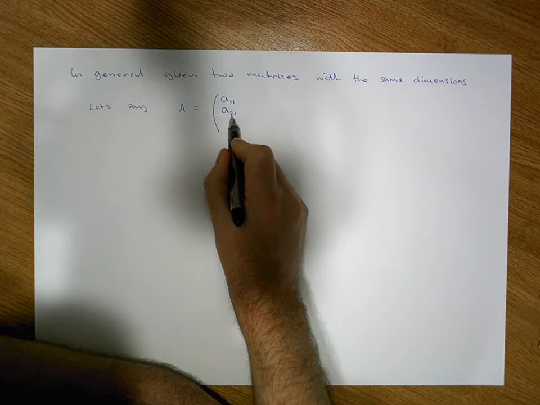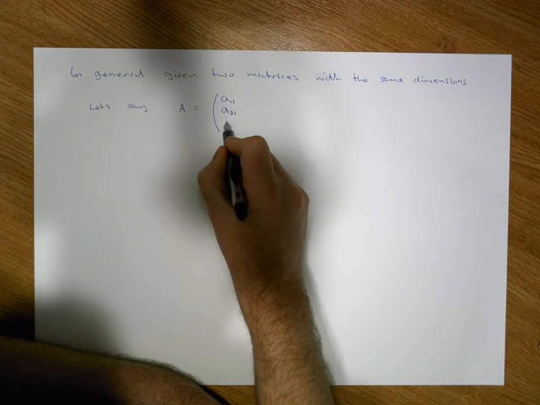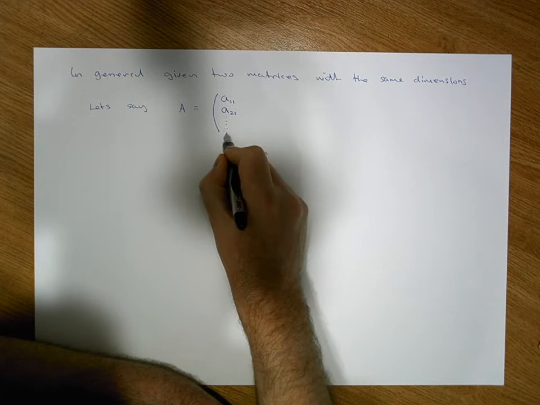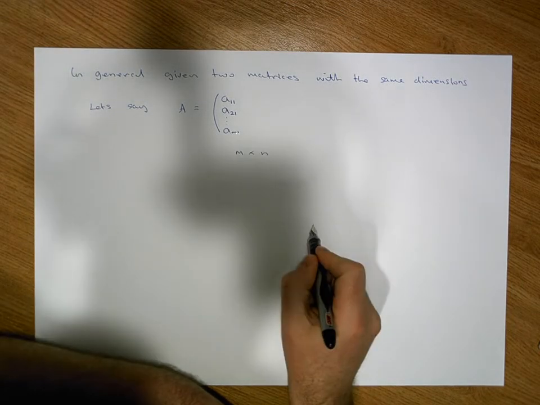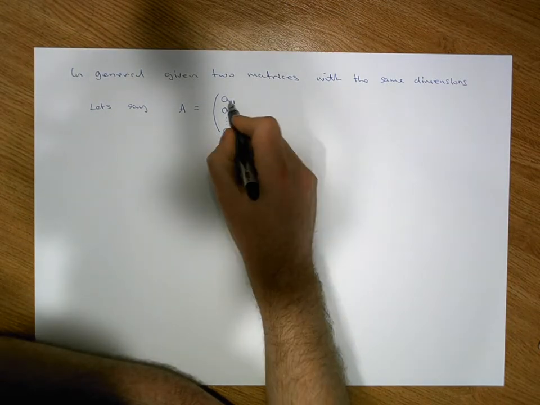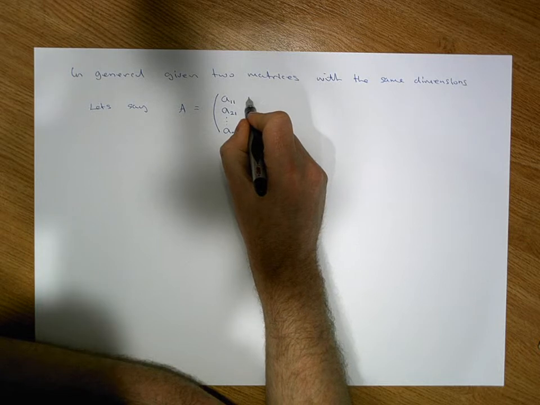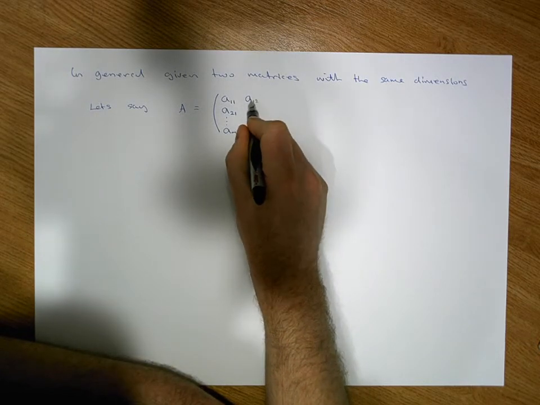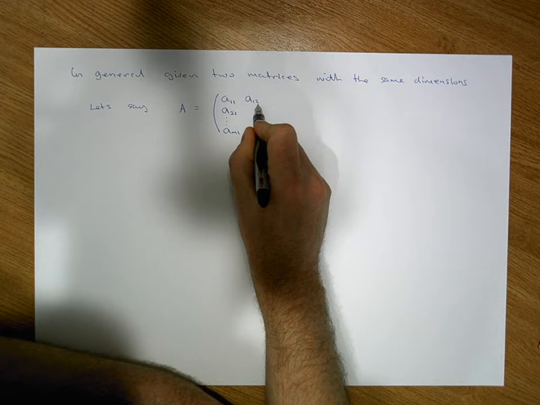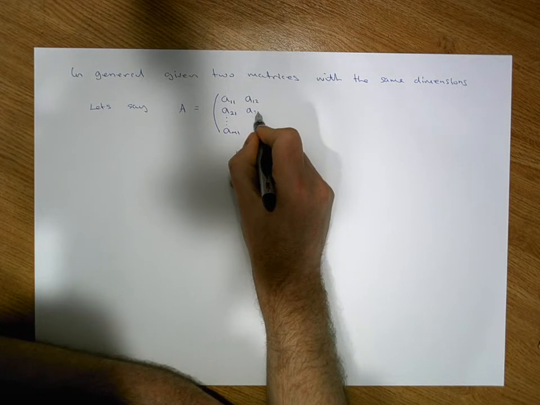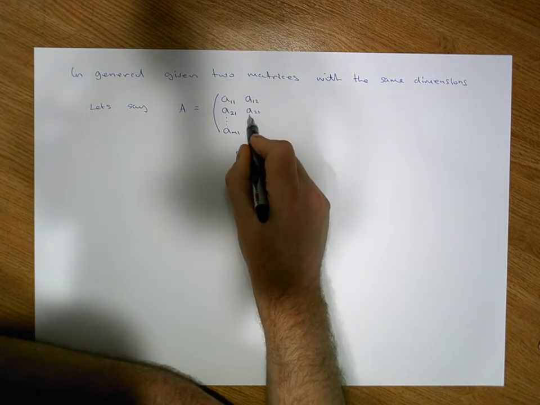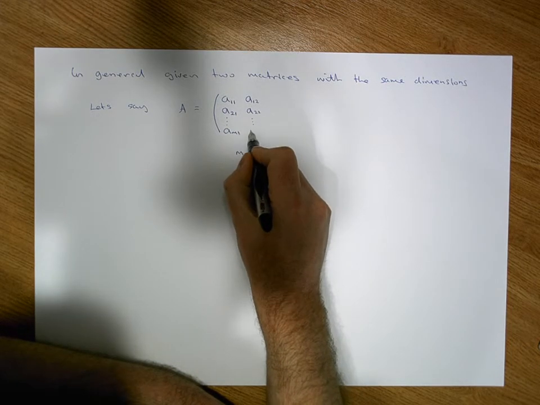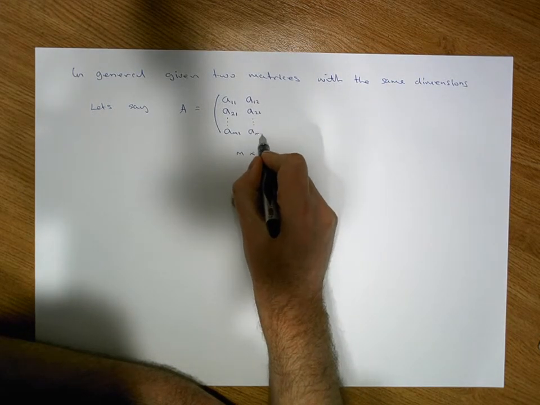It is on the second row, first column, and so on and so forth. It has m rows, so the mth entry would be a m1. It would also have other entries. It could have, let's say, a 1,2, indicating that this entry is on the first row, second column. A 2,2, indicating that this entry is on the second row, second column, all the way down to an entry on the mth row, second column.